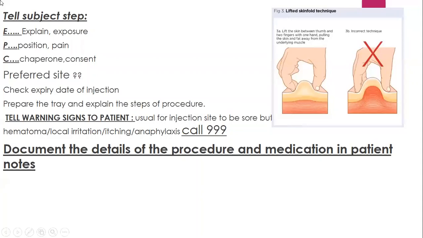Okay. And after you are done with the procedure, you need to tell about the warning signs to the patient. You will tell your colleague that after doing the procedure, you will document the procedure and medication in the patient's notes, and you will be telling the warning signs to the patient, specifically pain and soreness or hematoma, local irritation, anaphylaxis. If any of these things are happening, then call 999.